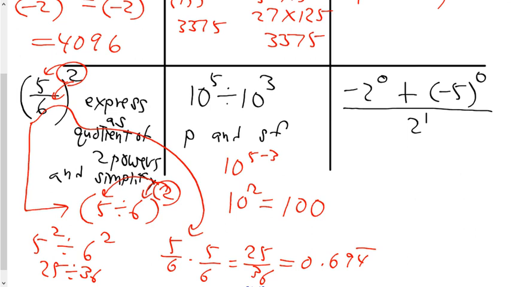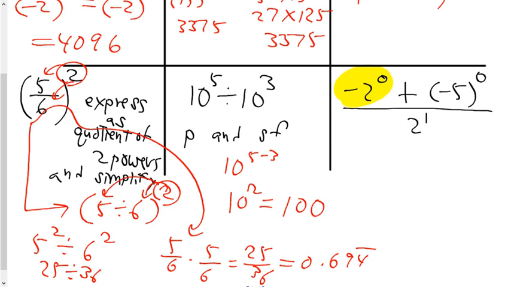Is this read as negative 2 to the exponent of 0? Is that what it says? No, it doesn't. How do I know that it's not negative 2 to the exponent of 0? Because there's no brackets around the negative 2, which means that's not the base. What that really says is the opposite of 2 to the exponent of 0.